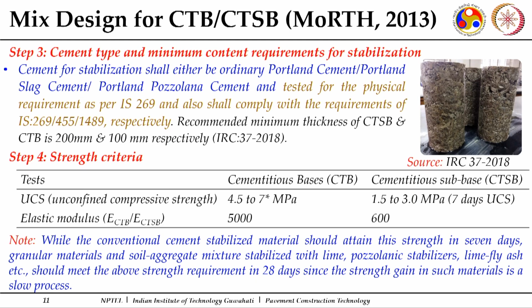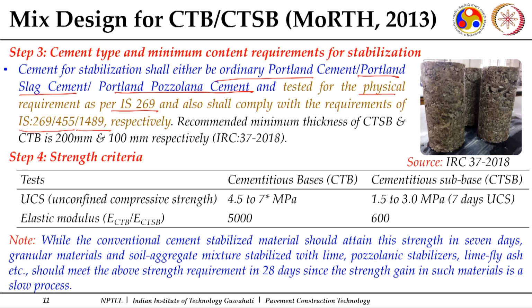Now, in addition, as I mentioned, different cementitious products can be used, which can be ordinary Portland cement, Portland slag cement, or Portland pozzolana cement. When they are tested for physical characteristics, these individual components also need to be evaluated. Whatever cement you are using needs to be tested as per the IS requirements, IS 269, IS 4455, IS 1489. All these are for different cementitious products, and different requirements are there.